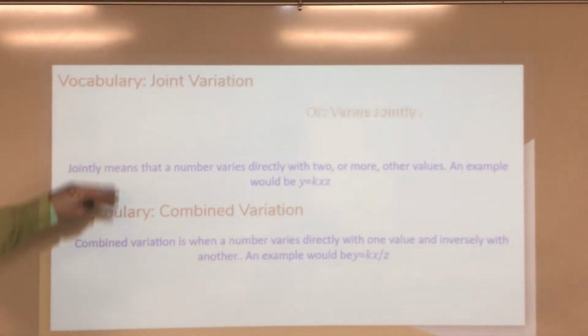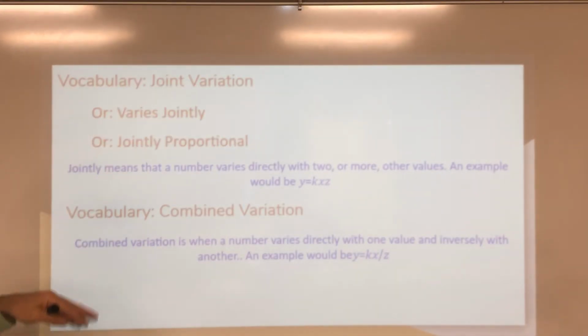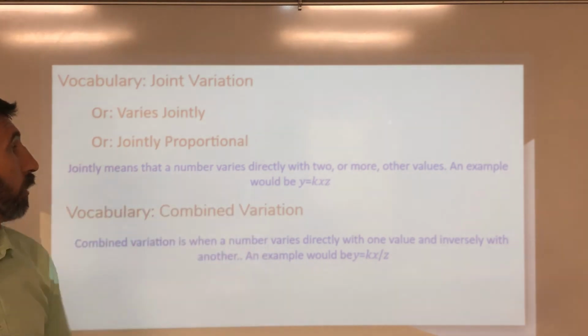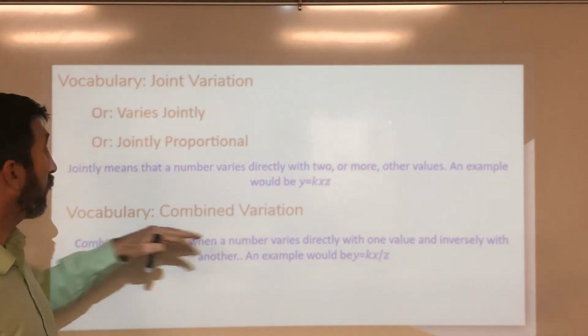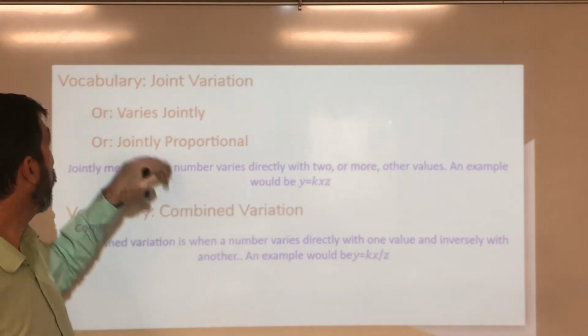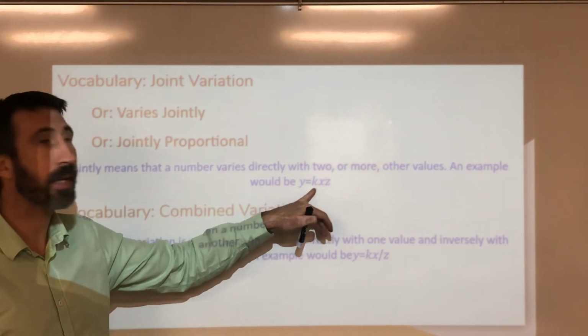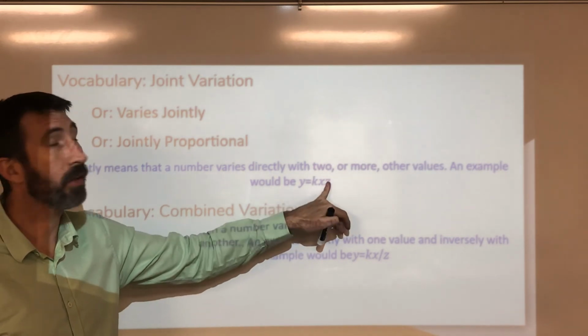Joint variation, or varies jointly, or jointly proportional. That just means that it varies directly with 2 or more other variable values. So if Y varies jointly with X and Z, Y equals K times X times Z. So it varies directly with X and it varies directly with Z.